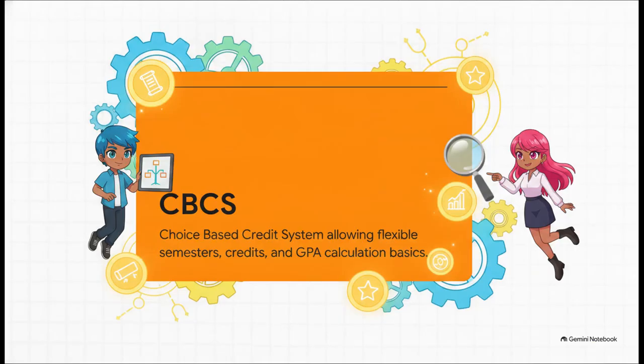All right, now that we've mapped out the timeline of a single course, let's zoom out a bit. How do we measure progress across an entire four-year degree program? We're shifting our narrative from individual tests to the broader, modern structure of academic programs. You have probably seen this acronym before, CBCS, or the Choice-Based Credit System.